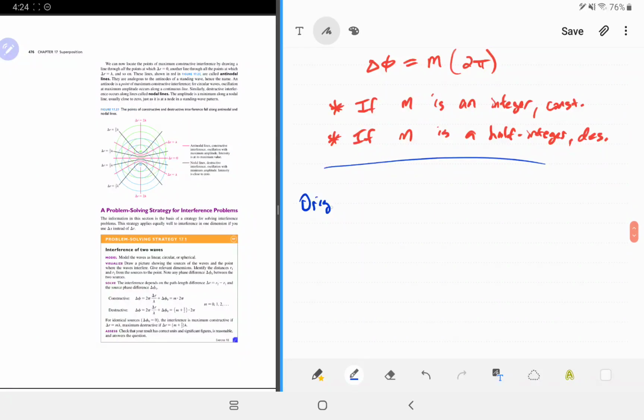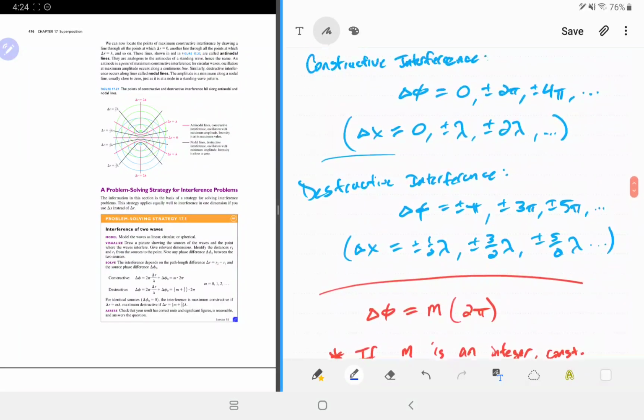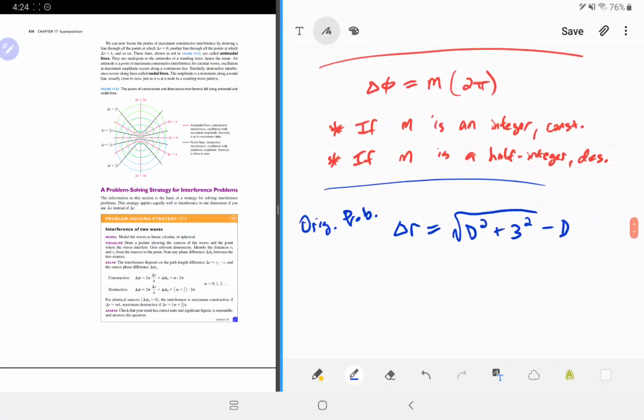So the original problem. Okay, so the path length difference, delta x or delta r, your book all of a sudden switches to delta r, but they mean the same thing by it. Delta r is going to be, so the distance to the first speaker is, by the Pythagorean theorem, the square root of d squared plus 3 meters squared. I'm going to be a little sloppy here and not write the meters, and just know that we're working in meters. So we have that minus d. Okay, notice how that's a positive number. All we really care about is the magnitude, because remember, it's whether m is an integer or a half integer that we will know that it's constructive or destructive interference.